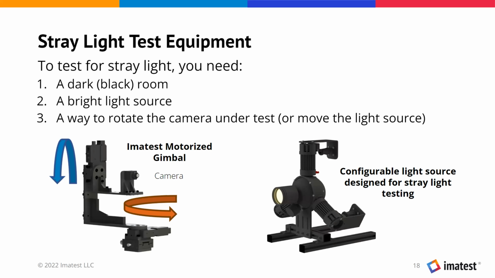You need a small bright light source, and you need a way to rotate the camera under test, or alternatively move the light source around the camera. Imatest is taking the modular approach here, so we're opting to rotate the camera, at least for now. There's a motorized gimbal pictured here on the left where you have two axes of rotation, and we're also developing some light source options. Here on the right is a highly configurable light source that we're developing with a company called LabSphere.